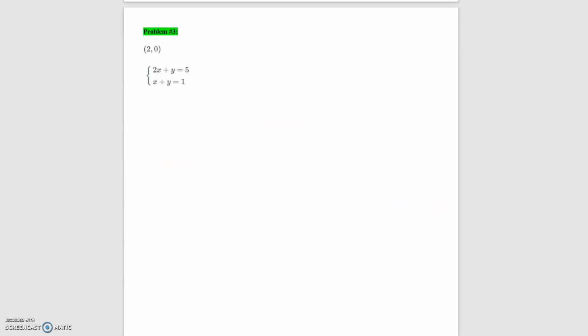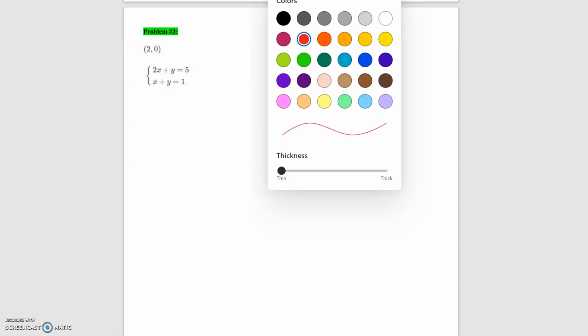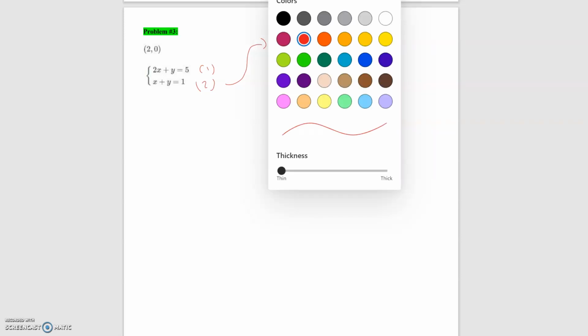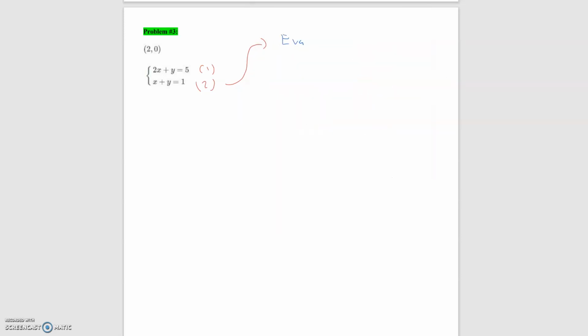Now, notice on problem 3 that you could just evaluate into one of these equations, and then especially number 2, and then check that it may not be. So this is 1 and 2. What I'm going to do here is evaluate x and y, which is equal to 2, 0, into equation 2.